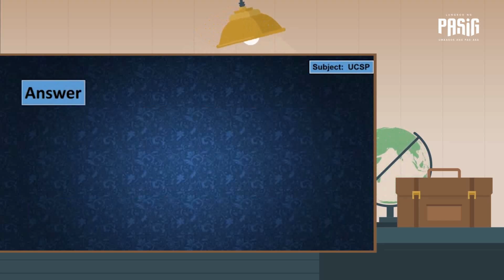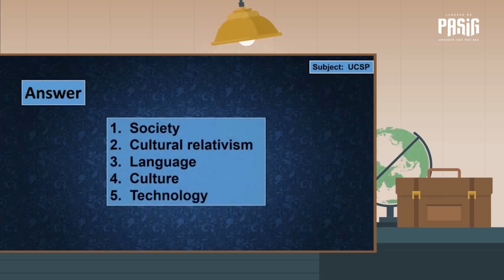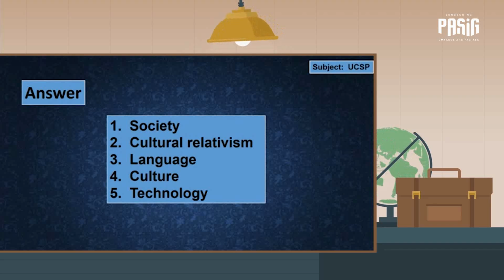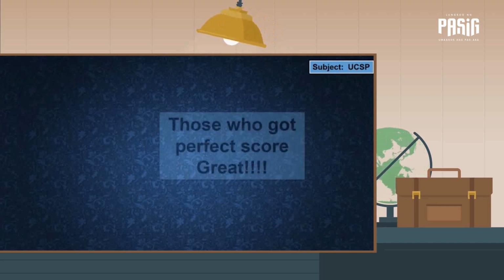Now, let's see if you still remember the previous lesson. These are the answers. 1. Society. 2. Cultural relativism. 3. Language. 4. Culture. 5. Technology. A round of applause to those who got a perfect score.